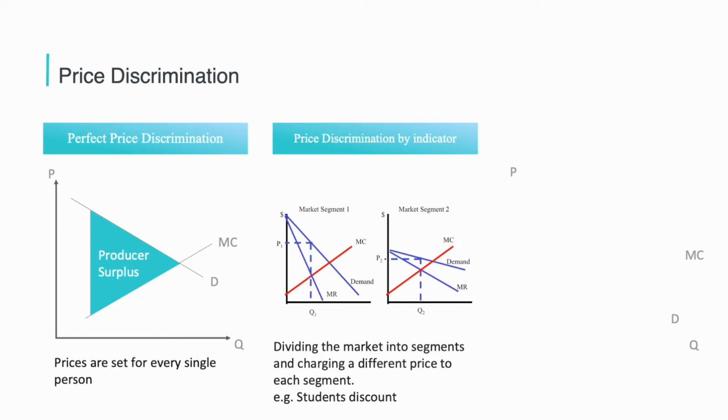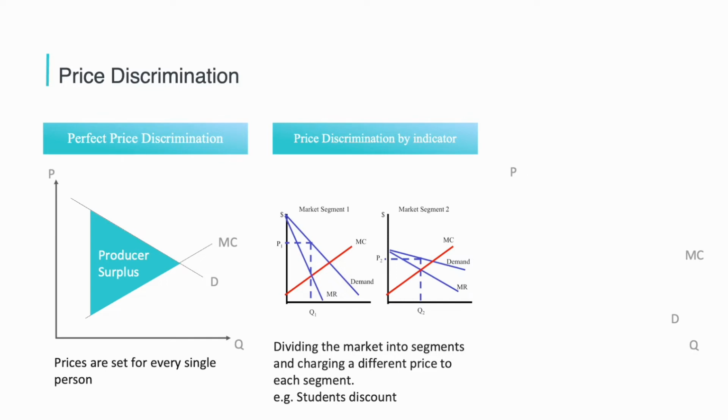For example, the music player Spotify has a student's discount for $4.99 per month. Also, in this graph above, we can see the market is divided into 2 segments, the elastic one and the inelastic one.